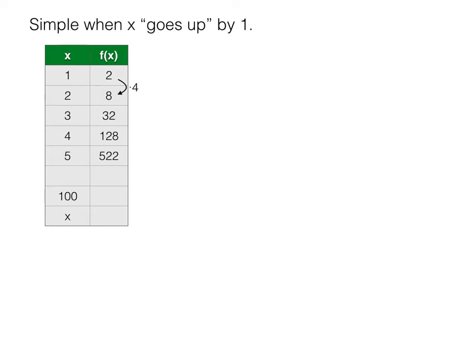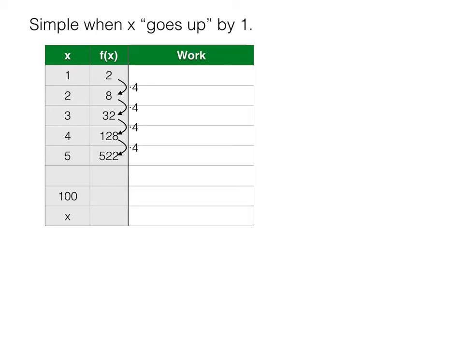We can see that from 2 to 8 is times 4, times 4, times 4, times 4. We show our work. We see 2, 2 times 4, 2 times 4 times 4, 2 times 4 times 4 times 4, and so on. And when we try to write this in a shorter way, we see this one is 2 times 4 squared, 2 times 4 to the third, 2 times 4 to the fourth. And we see that when x is 5, the exponent is 4, and when x was 4, the exponent was 3, etc. It's very easy to see that the exponent appears to be 1 less than x.